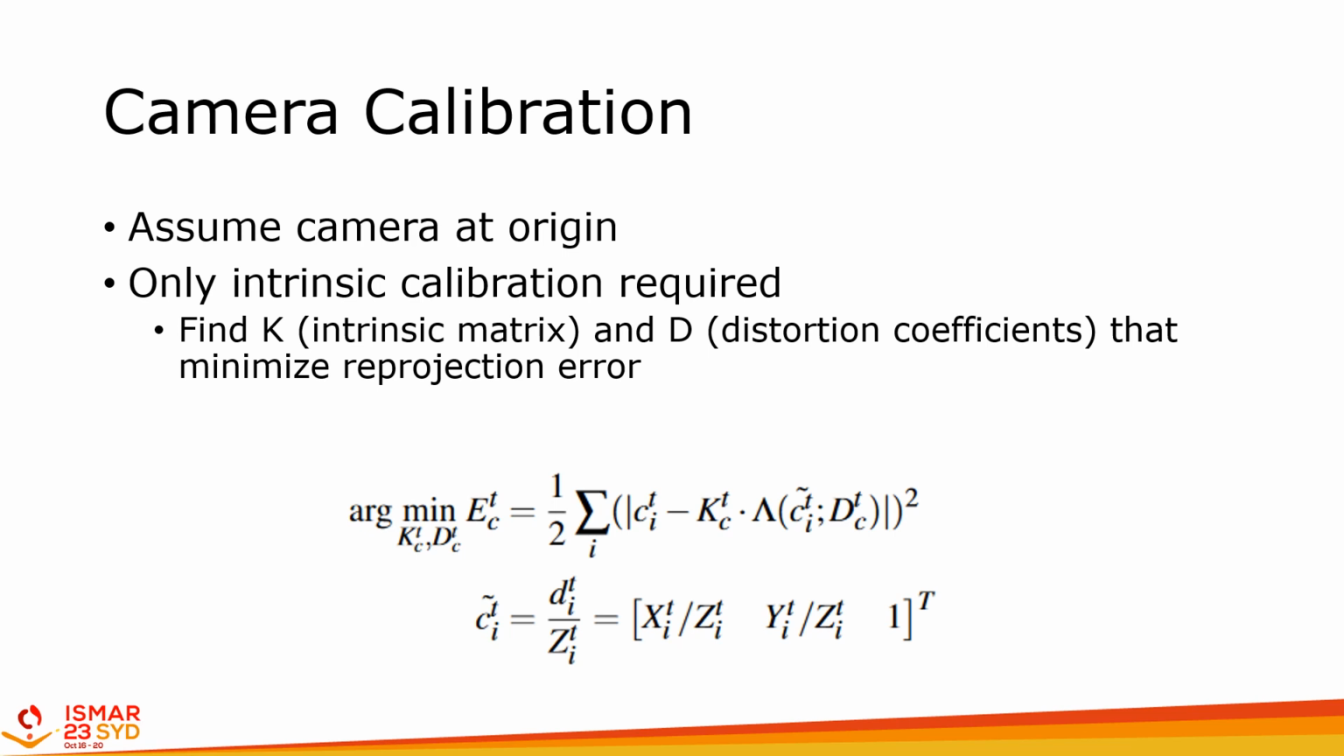Next, we perform camera calibration. The RGBD camera is assumed to be at the origin, looking down the positive z-axis. This means we only need to determine the intrinsic matrix and the distortion coefficients. So we do this using a standard nonlinear optimization that minimizes the reprojection error.